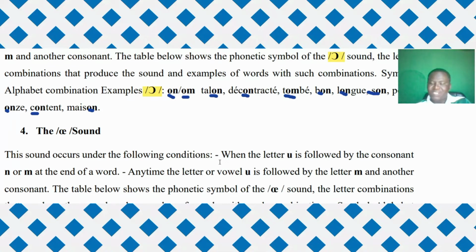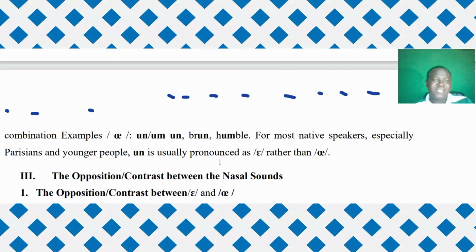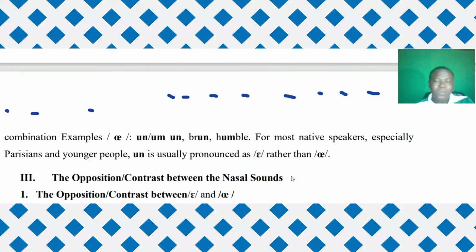Then I'm going to take the last sound in the French alphabet sounds. After this sound, it's the last one, so let's quickly see it. We have seen it before briefly, but people don't really get it right, so I'm going to repeat it here. It's number 4 under the nasal sounds.